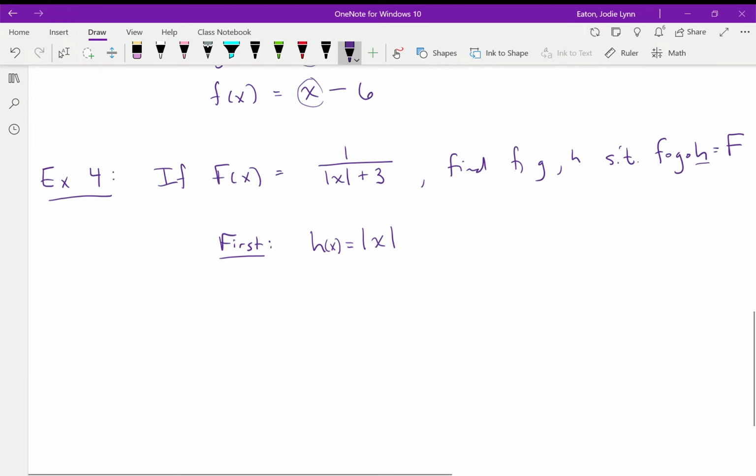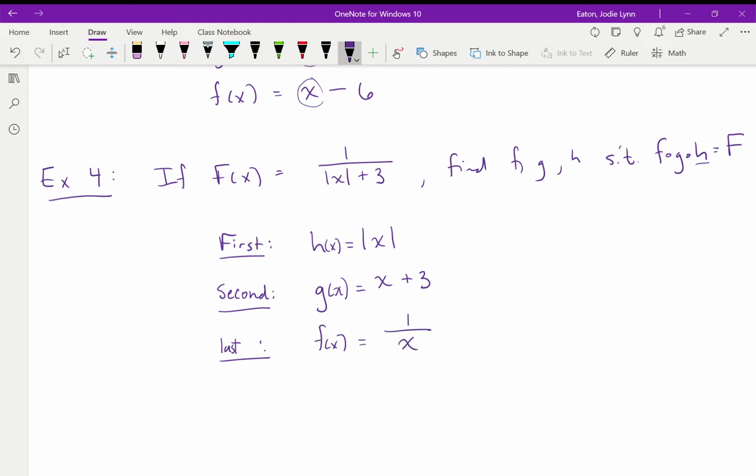Then what happened? Well, remember when I said in the last function, if we had subtracted first, it would be in the denominator of our fraction. The second thing we did is we did plus 3. So we took x, we added 3, and that gives us g of x equals x plus 3. And then finally, our last function is going to be our f of x, and that's where we took our 1 over x. So those are our three functions that we have to deal with.